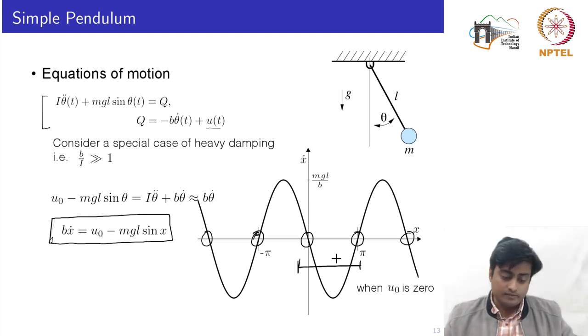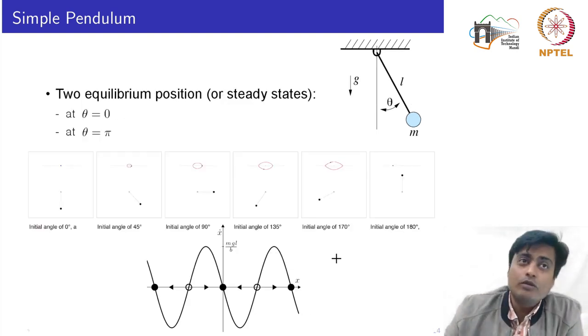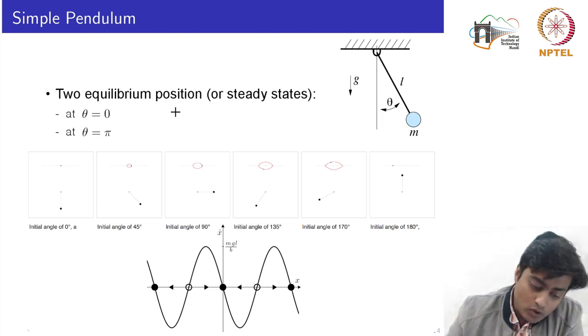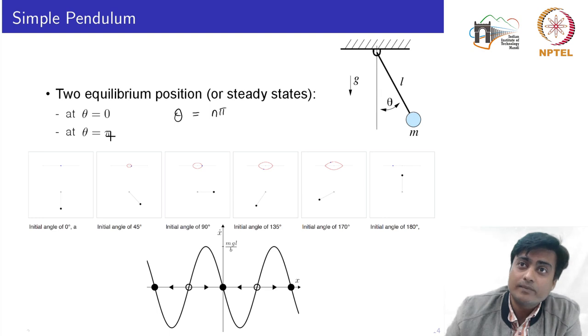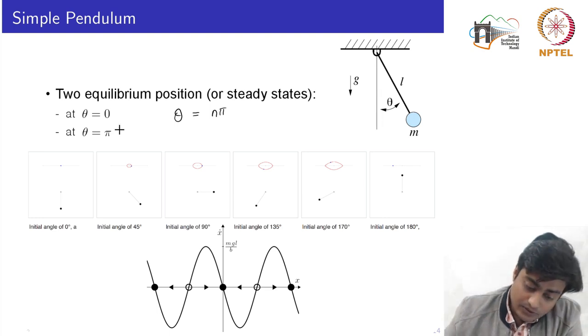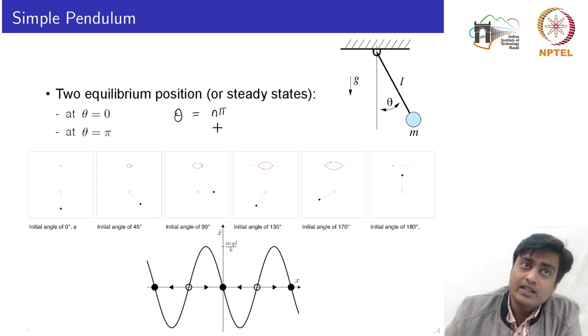So in this interval we have two equilibrium points, theta is equal to 0 and theta is equal to pi. In fact, the equilibrium points are over the entire axis, theta equals n pi, where n is an integer from minus infinity to infinity, and the even multiples of pi basically define the 0, and the odd multiples of pi basically are given by these points, right? So let's see the motion with respect to different initial conditions.